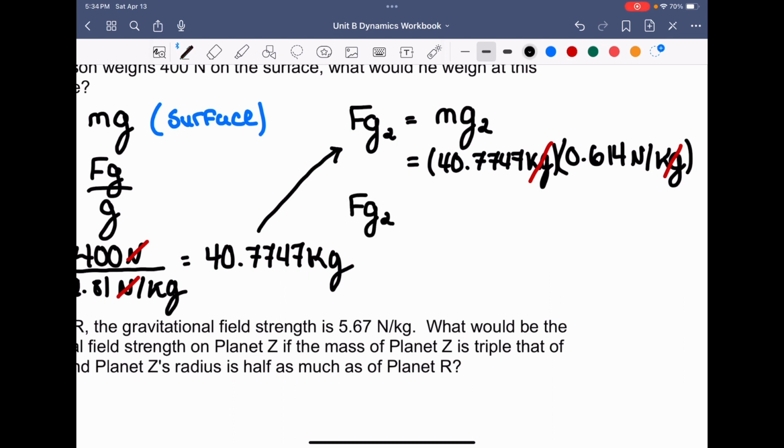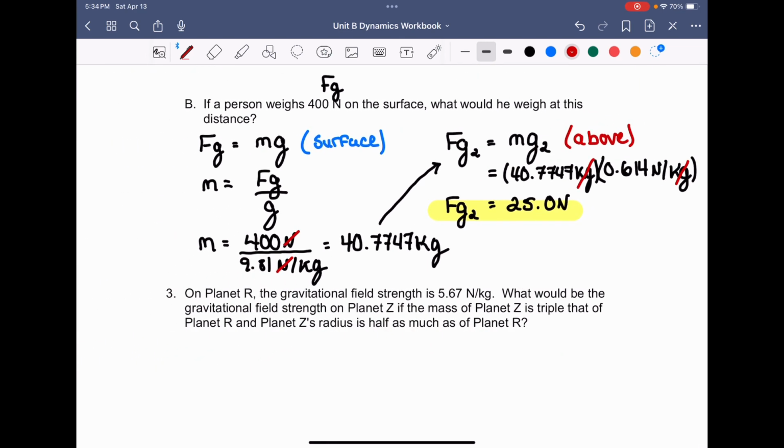So therefore, Fg2 is equal to, and if I get a specific value here, it's going to be 25.0 newtons. And we could say that this is for when you are above the surface. And so in the first part, if that was directly on the surface, now we have this new force of gravity, or this new attractive force, which is symbolic of 25 newtons.